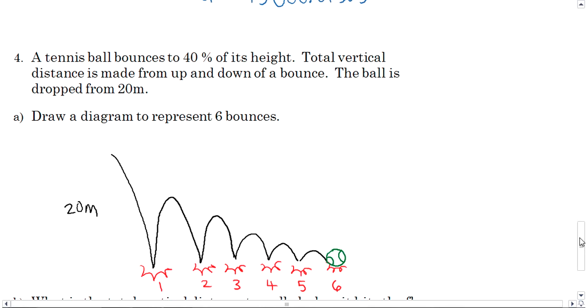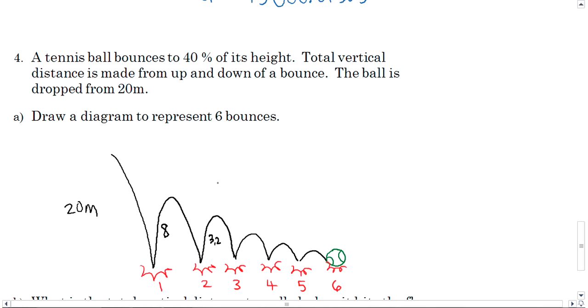Notice here it says that the tennis ball bounces to 40% of its height. So what it means is initially it dropped at 20, and then it goes up. Well, it only goes up to 40% of its height. So you have to go 20 times 0.4 to get 8. So the first initial bounce is 20, and then this height on the second one is 8. And then to get the next one, times that by 0.4, and you get 3.2. So this one is 3.2, and so on.